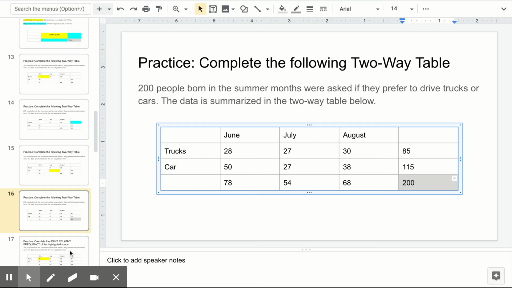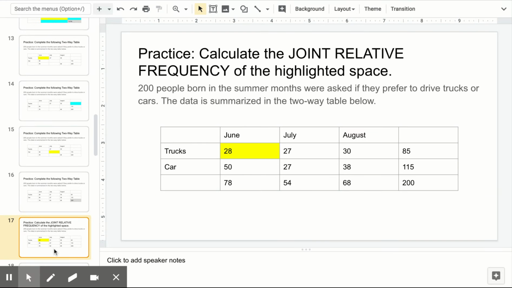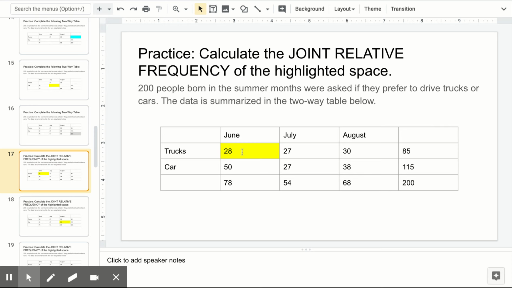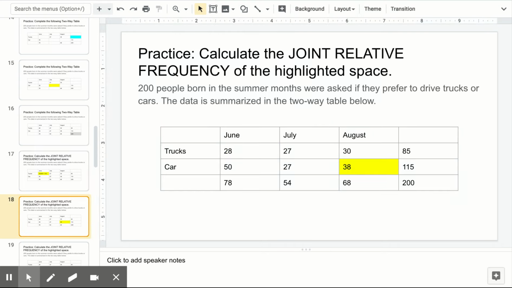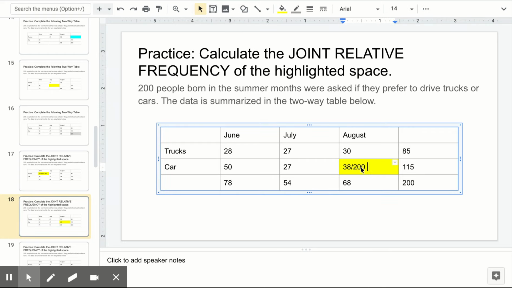So you're going to practice. I want you to find the joint relative frequency for this highlighted square. Hopefully what you did was take that 28, divided by 200, which should have given you 14%. All right, let's go again. I want you to find the joint relative frequency of the highlighted space. So again, you took that 38, divided it by 200, and should have ended up with 0.19, which ends up being 19%.